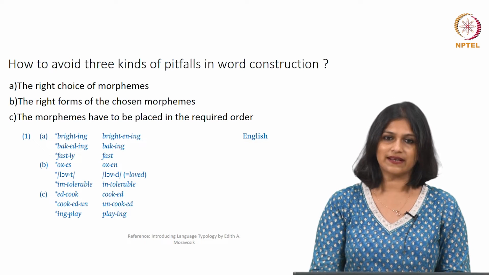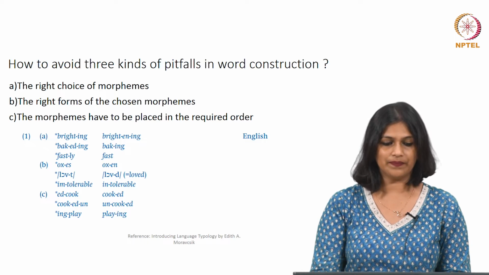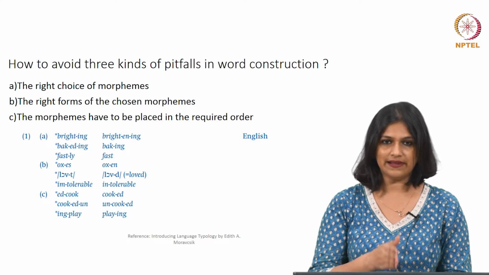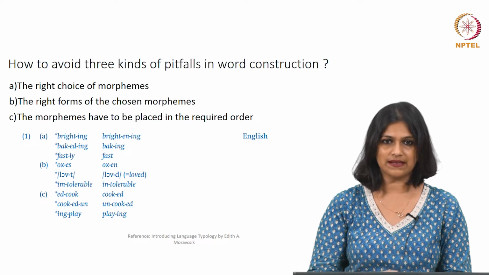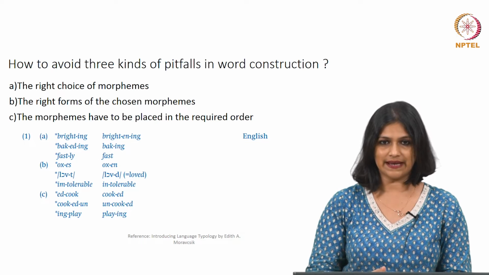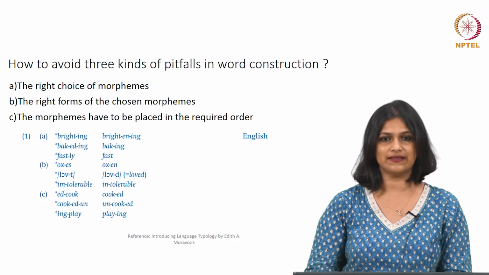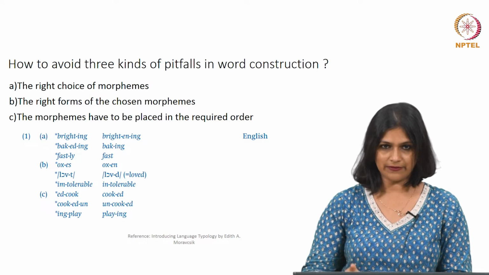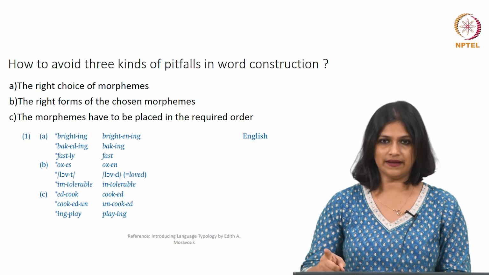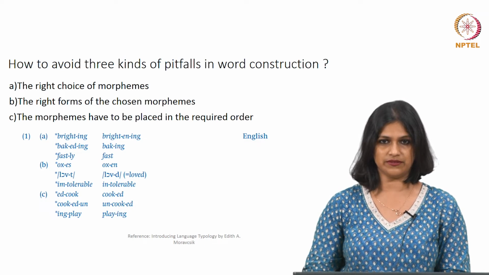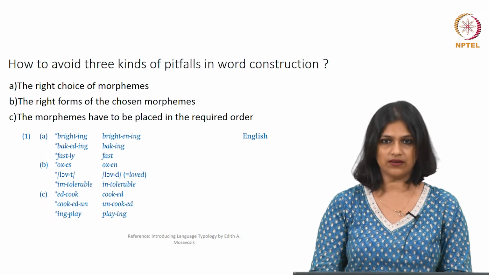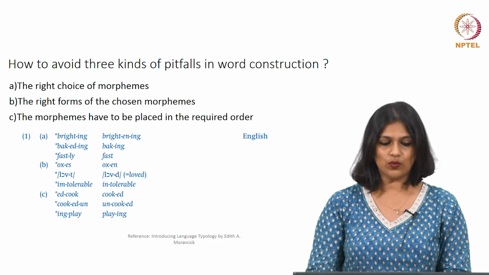So, let us look at the English examples given over here. Refer to 1A, and all these examples on the left, they are wrong because they are marked with an asterisk. The right side are all right because they are in the right form, right morpheme and in right order. So, 3 things: right selection of the morpheme, right form of the selected morpheme and a right order of the selected morphemes. If these 3 things are there, then obviously you are going to get the right kind of morphological order. So, now look at 1A.